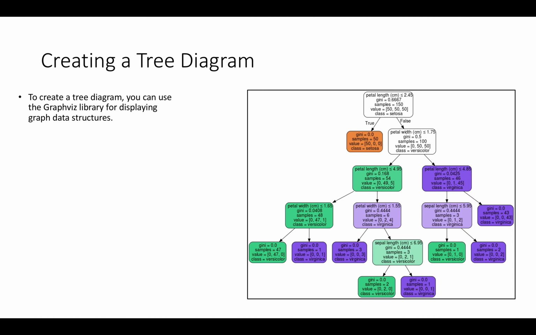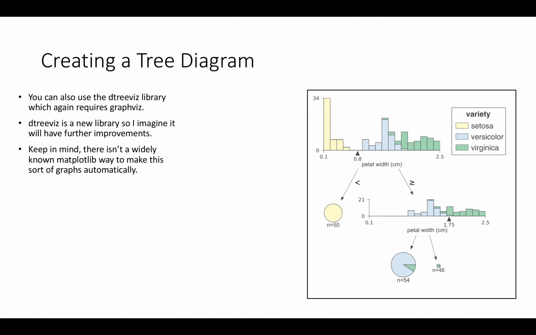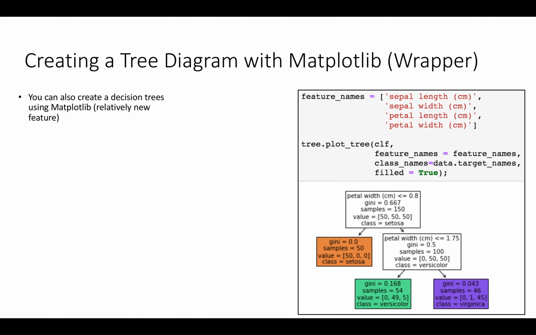Another benefit of decision trees is that you can create a tree diagram of your model. You can do this by using the GraphViz library, and here's an image that outputs from GraphViz. You can also use the dtree library, which also requires GraphViz. And using GraphViz can sometimes be a bit challenging for students. Luckily, there's also a way to create a tree diagram with matplotlib.